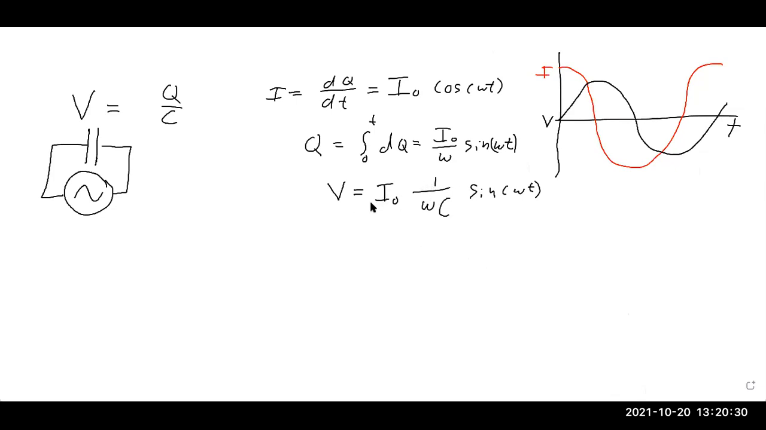So if we're just moving to amplitudes, where 1 over our angular frequency times our capacitance, again, is our resistance-like term, where V equals IR, voltage amplitude equals current amplitude times 1 over omega C. So this does have units of ohms. And we call this quantity a reactance again, but it is known as the capacitive reactance. So for an inductor, its resistance-like quantity was the inductive reactance. For a capacitor, it is the capacitive reactance.